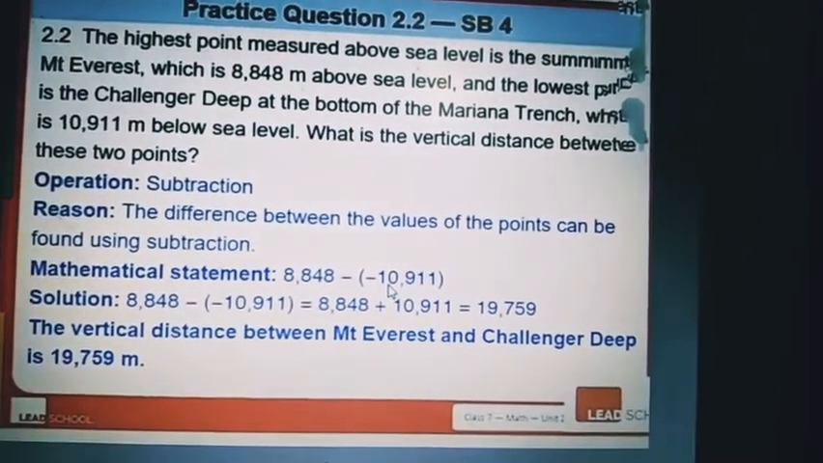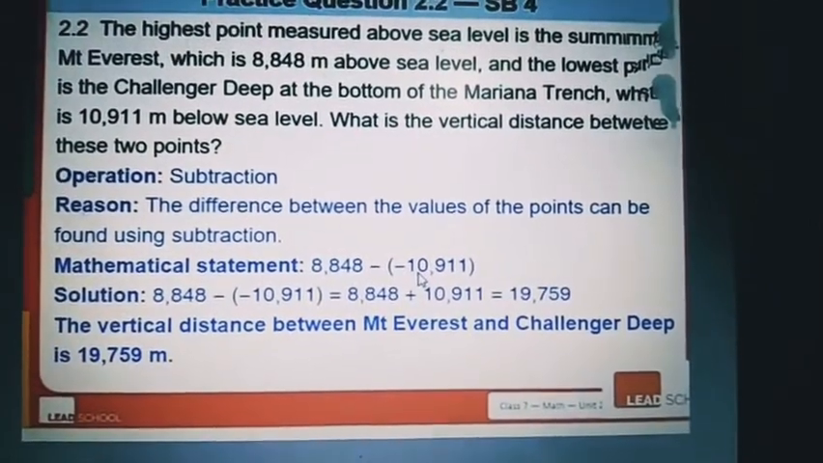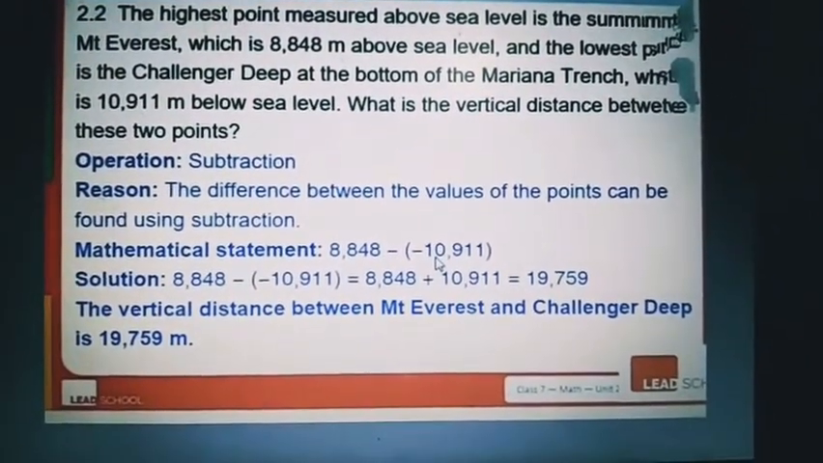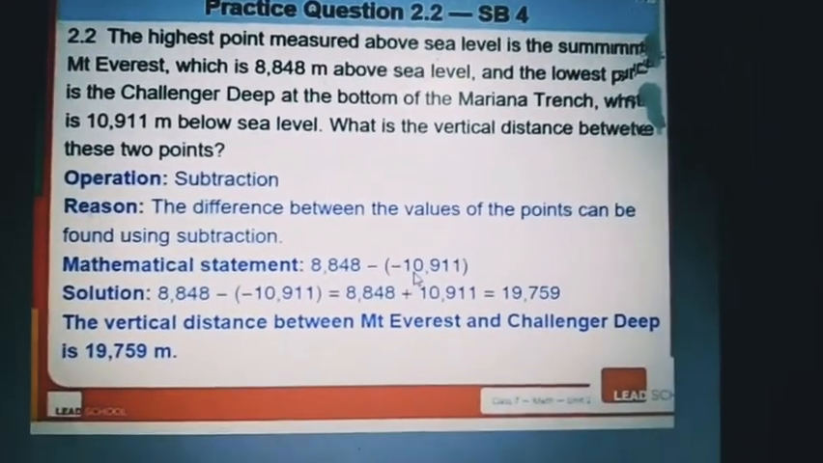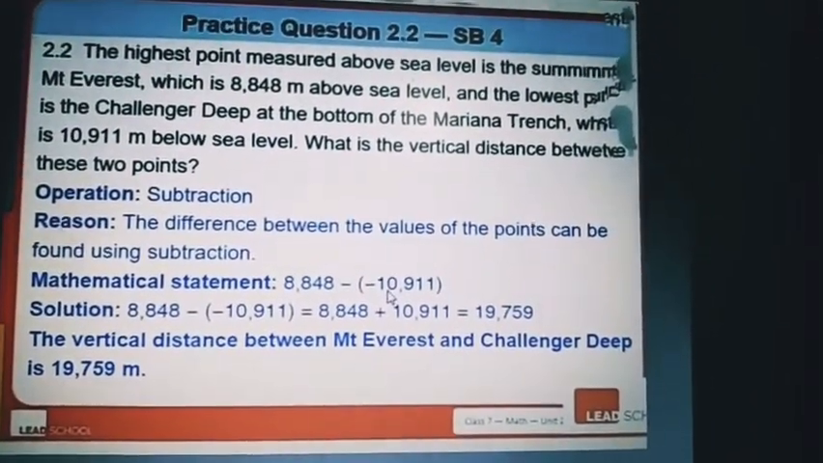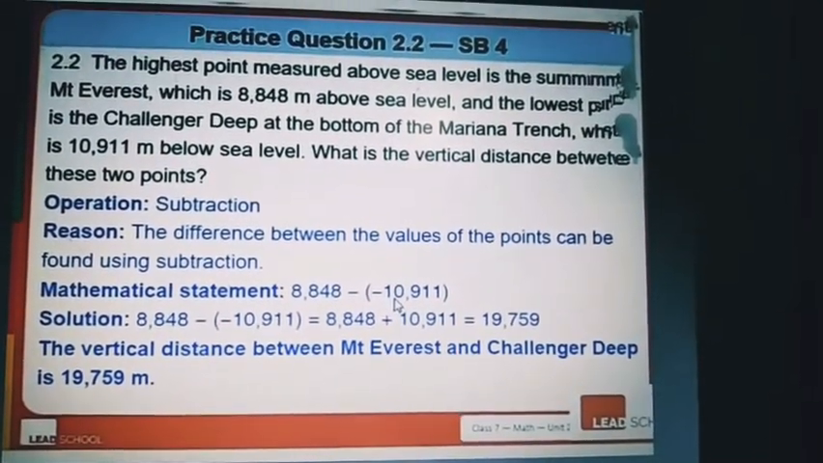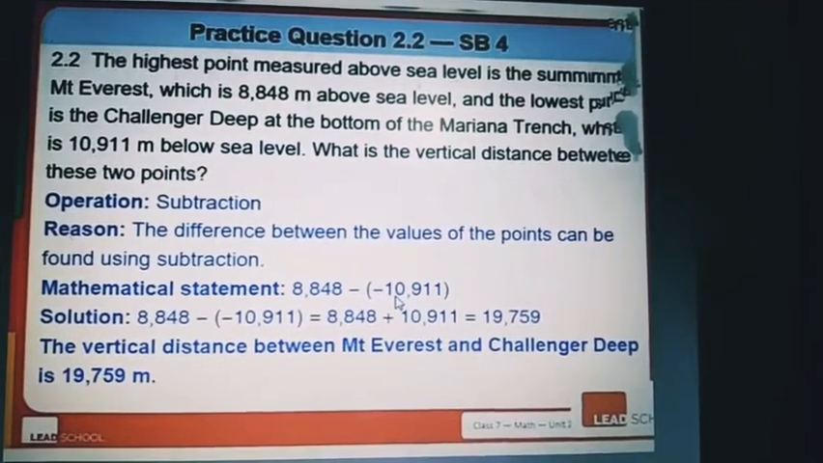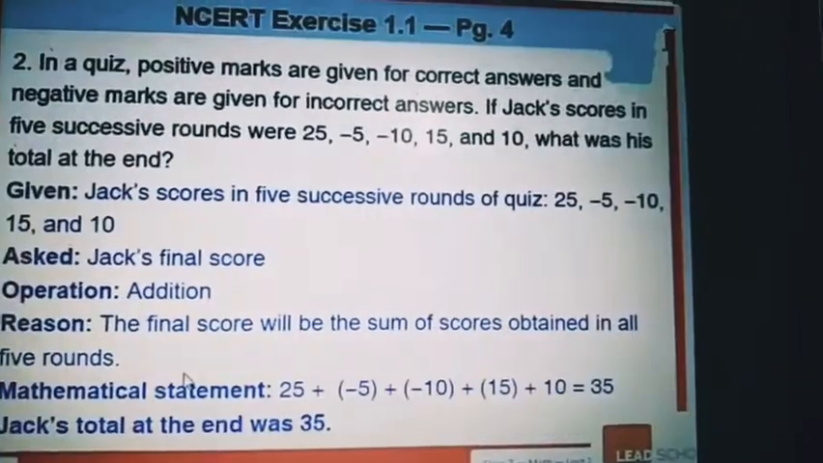So minus into minus, it becomes again plus. When you add, you get 19,759. So the vertical distance between Mount Everest and the Challenger Deep is 19,759 meters. So these are some examples based on the addition and subtraction problems on integers.